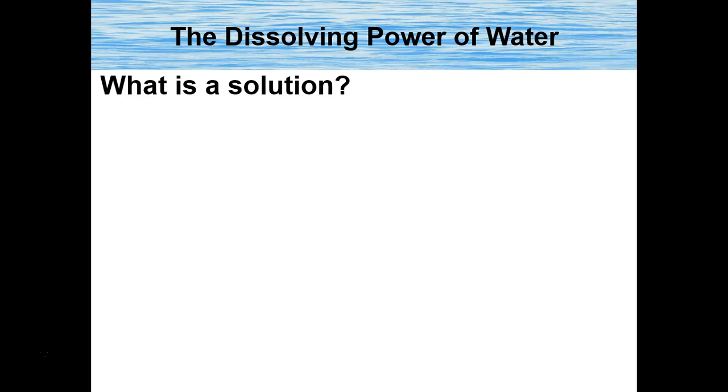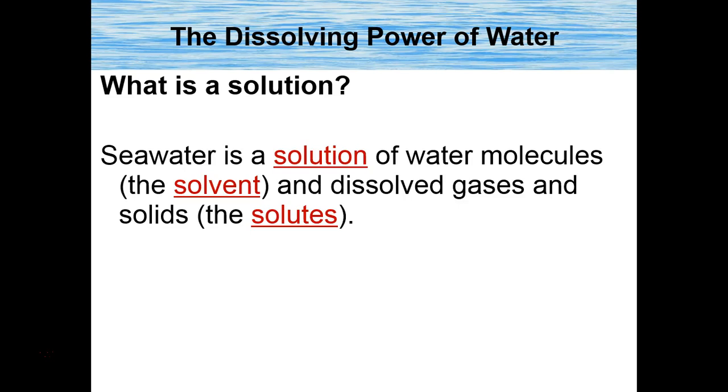So water is a solution, and this is because there's stuff dissolved in the water. So seawater is a solution of water molecules and dissolved gases and solids. The water molecules are called the solvent, and the dissolved substances are called the solutes. Okay, so seawater is considered a solution because it has pure water molecules and other things dissolved into it.